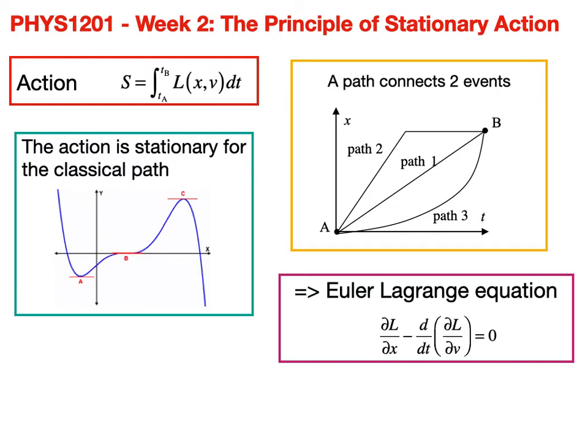Stationarity of a functional is when a small change of the path doesn't change the action itself in first order, then you have a stationary action. It's really equivalent to having the derivative equal to zero. And when you have found such a path which leaves the action stationary, you have found the classical path. And we showed that indeed the principle of stationary action is equivalent to the Euler-Lagrange equation.